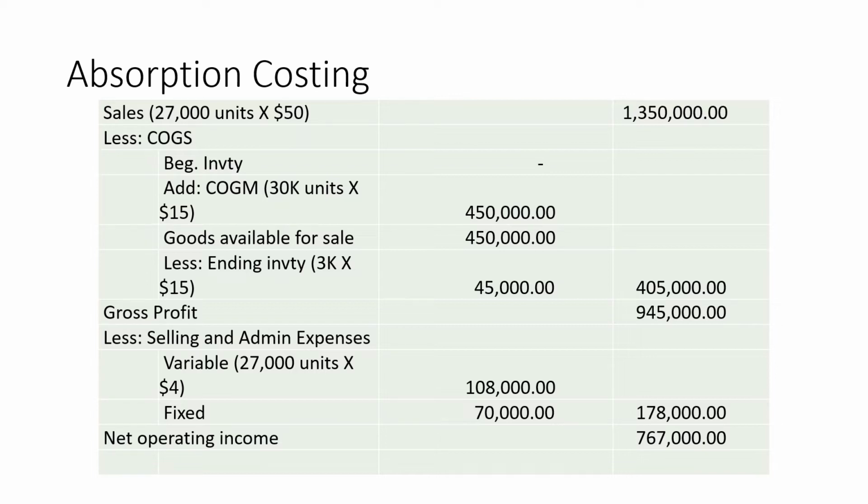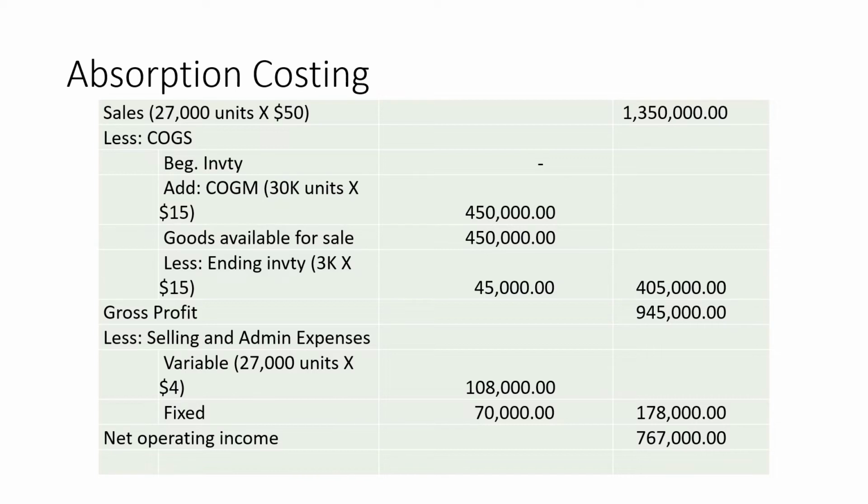So, your COGS for the period is 405,000. Paano na-compute yan? 450,000 minus 45,000. And then the next thing that we do is we compute for your gross profit. So, we just simply get the difference between your sales and your COGS. So, your gross profit for the year is 945,000. And from there, we deduct your selling and administrative expenses.